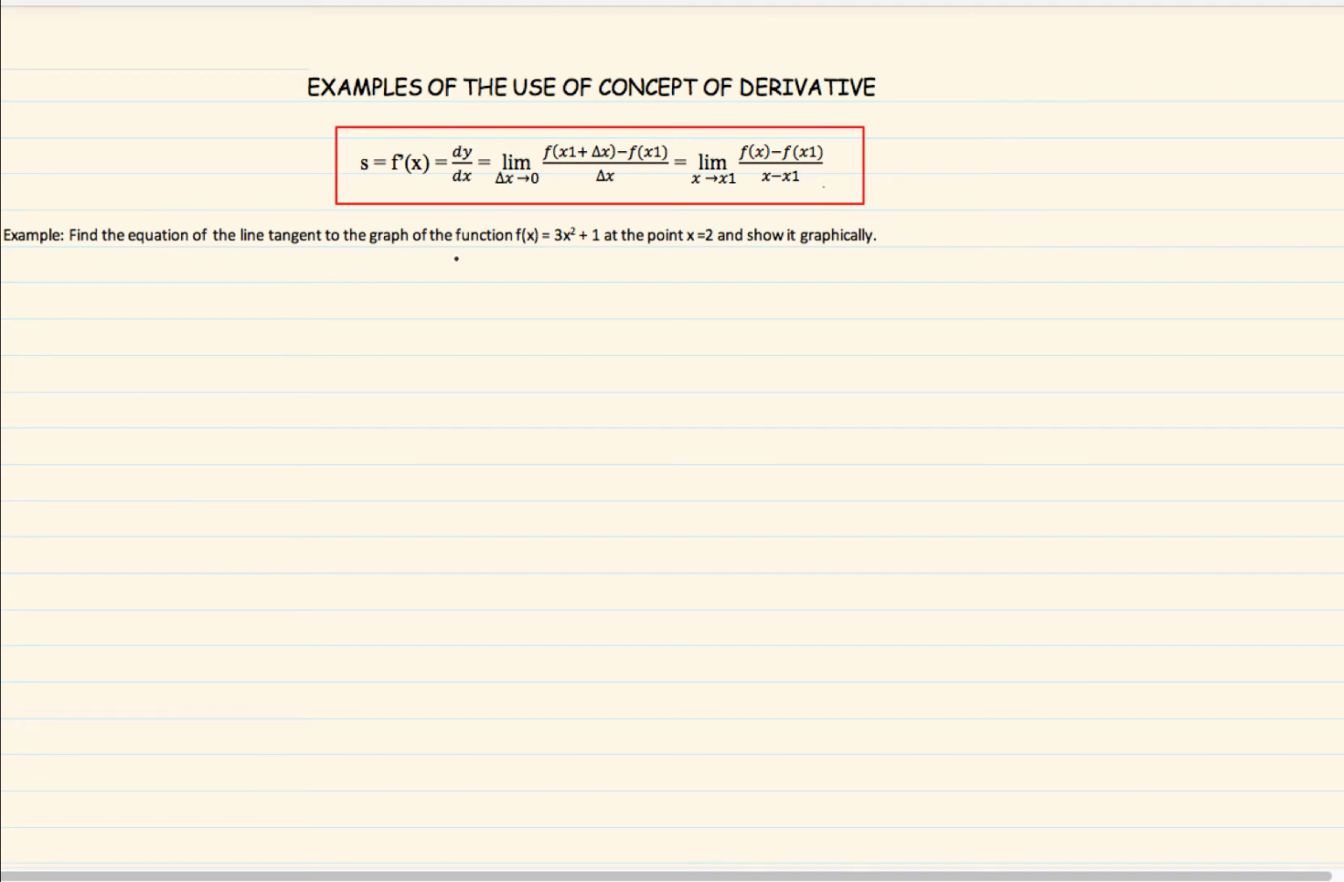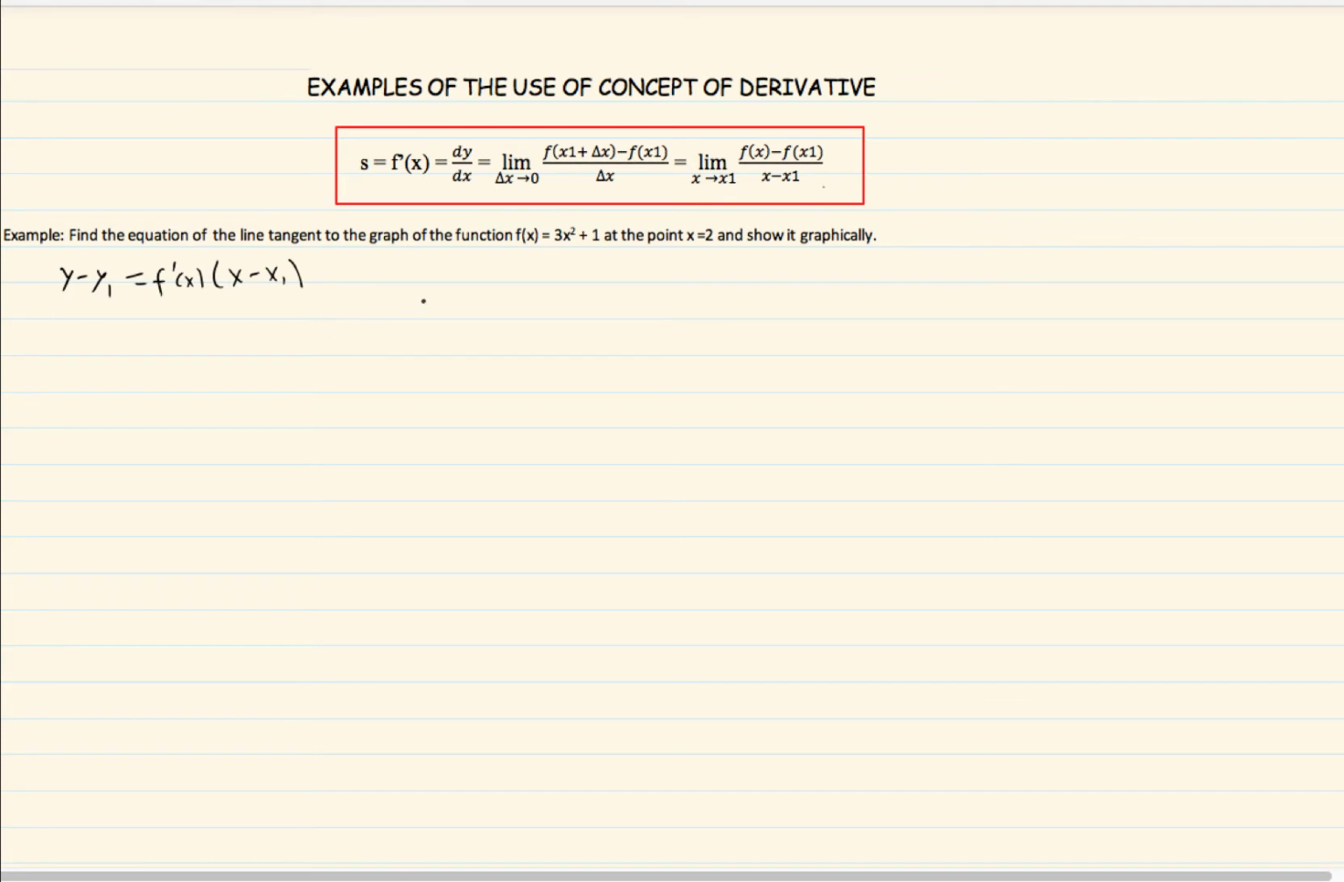So we consider the function f of x is equal to 3x squared plus 1 at a point x is equal to 2, and we have to show it graphically. So let's start. They want us to find the equation of the line tangent, which means this line is a tangent to the graph of this function. And the equation of a line which is tangent to a graph is given by y minus y1 is equal to f dash of x into x minus x1.